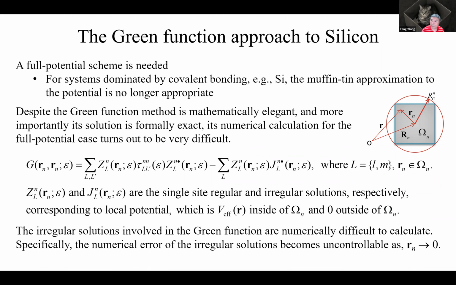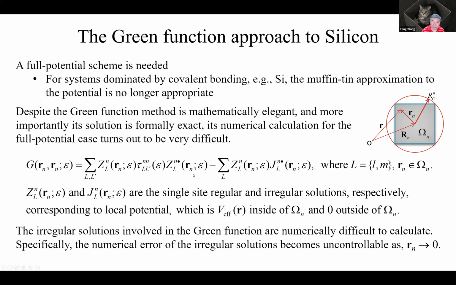The problem is, where does the difficulty come from? Why does it take so long, right? For so many years, we have almost never thought about how to do this in full potential. The main reason is that, although the Green's function itself is mathematically very elegant and also a formally exact method, formally, I'm not talking about numerical, but the approach, the theory itself, this expression is exact.